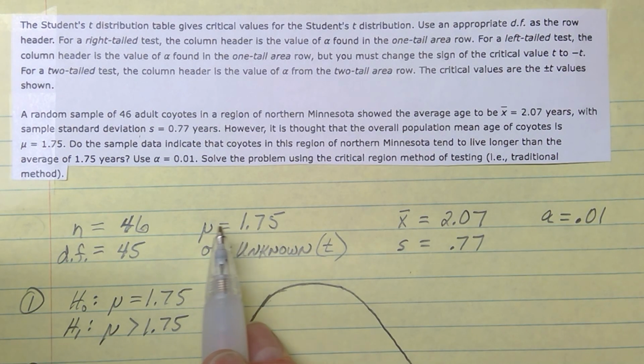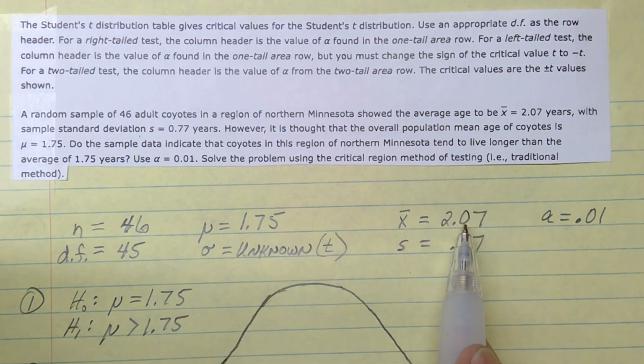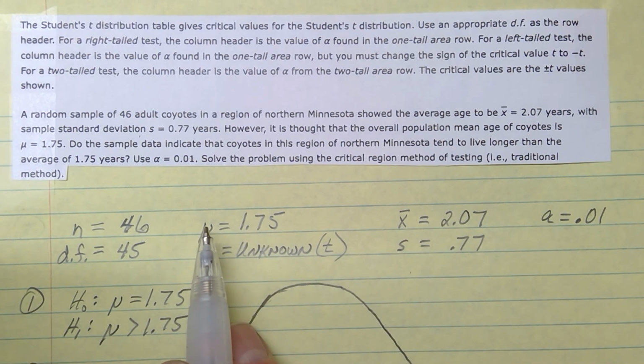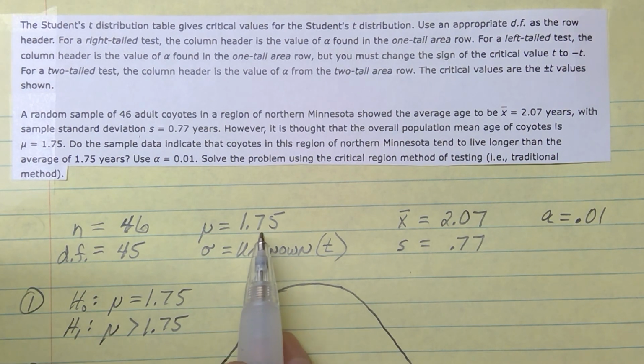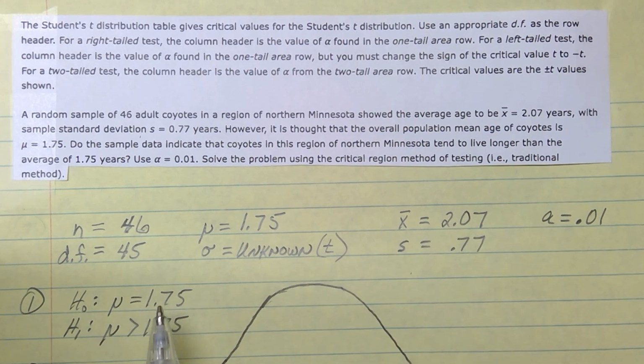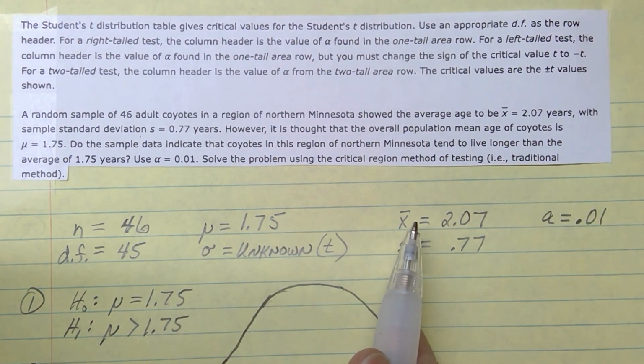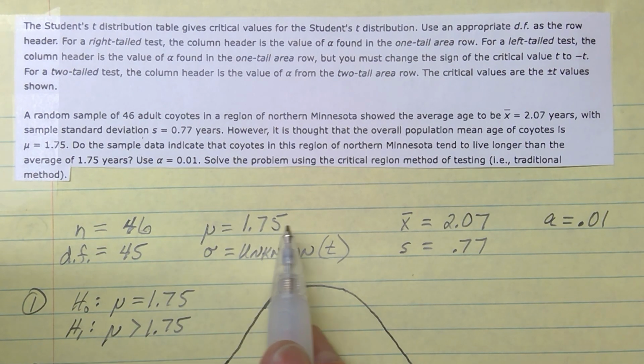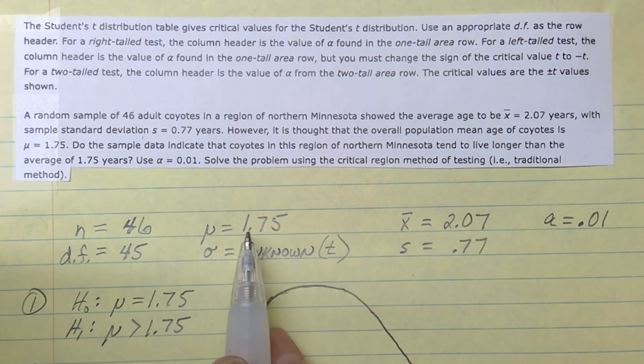So look at what is believed to be true, and look at what I actually measured with my 46 coyotes. It looks like my group of coyotes live a lot longer than what was believed to be true. So my challenge is probably going to be, hey, I don't think this is right anymore. I think that they actually live much longer. That's probably my challenge, but we have to double check the words and make sure that's what they want us to say. They could say, I believe they live much longer, or I could just say, I believe that the average is different from 1.75.